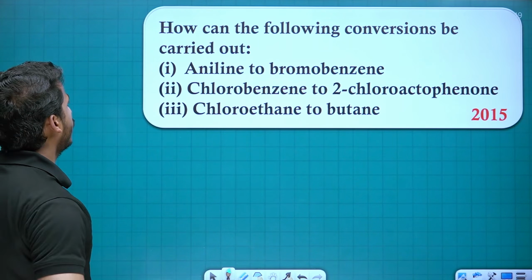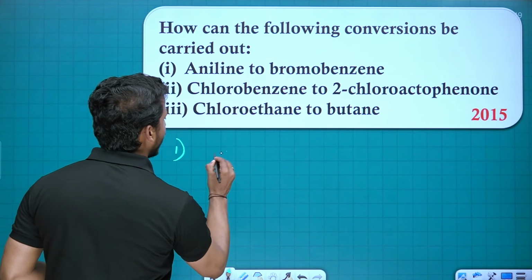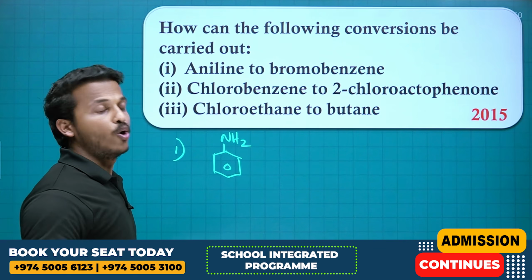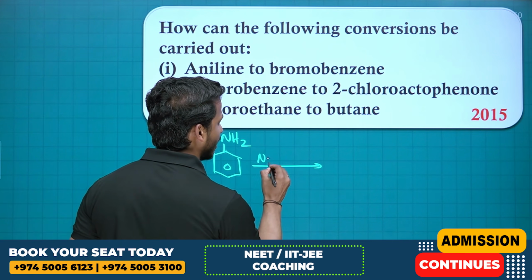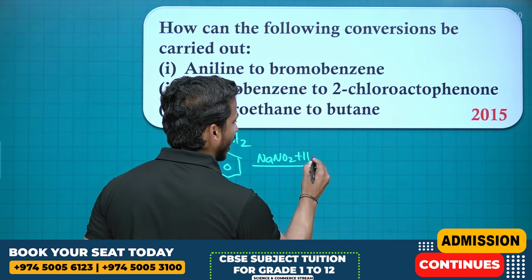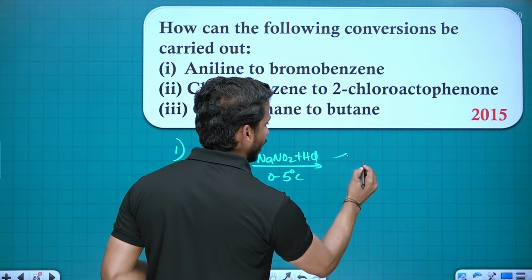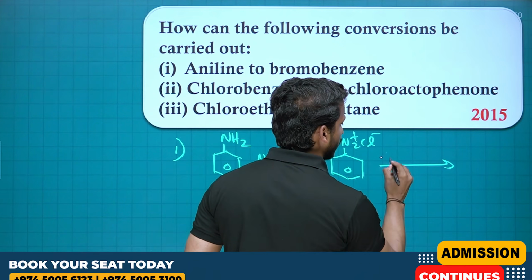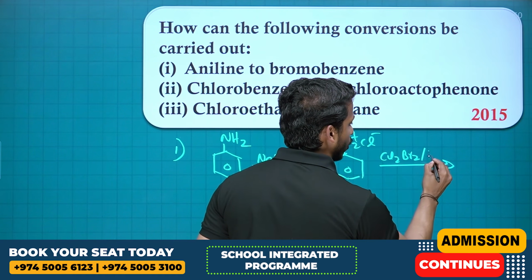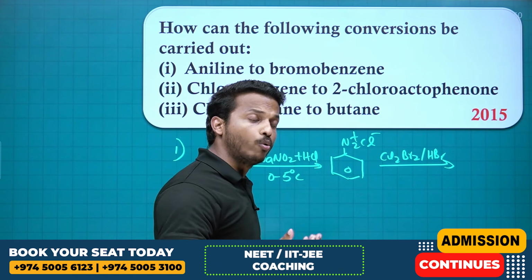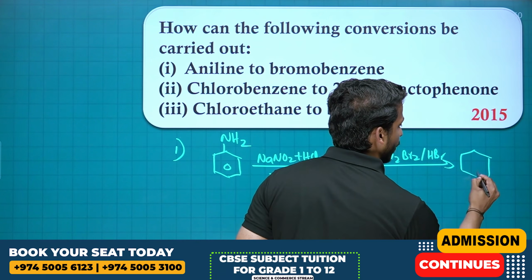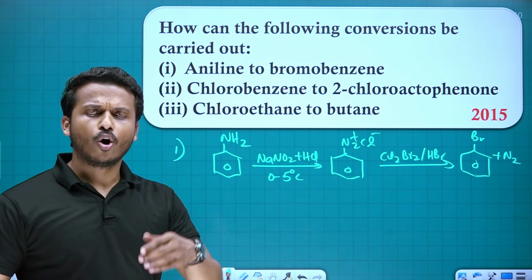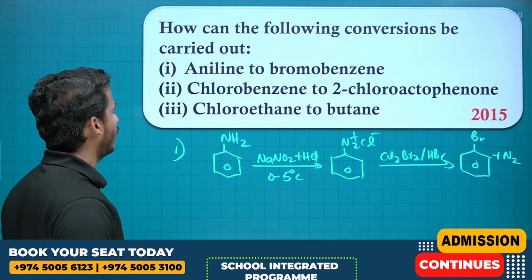Now, 2015 question, conversions. First one, aniline to bromobenzene. We have to convert aniline to bromobenzene. What is the reaction we studied? First, diazotization: NaNO2 and HCl at 0 to 5 degrees. We get benzene diazonium chloride. This, on treatment with Cu2Br2 along with HBr, or copper powder with HBr, gives bromobenzene along with nitrogen gas. This is our Sandmeyer reaction, or with copper powder the Gattermann reaction, we can choose it.